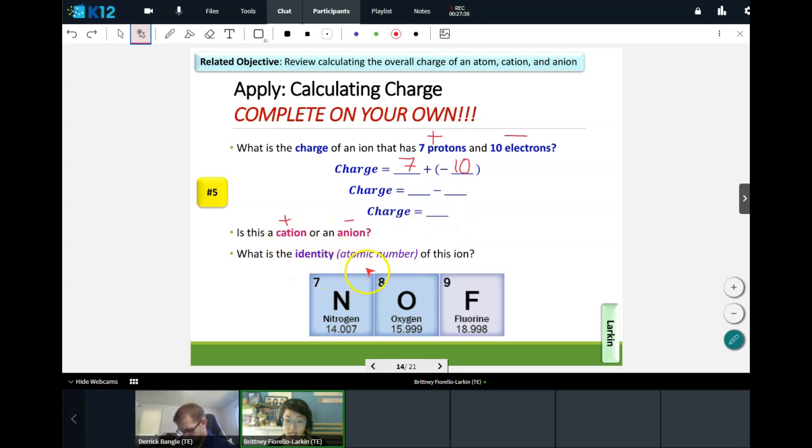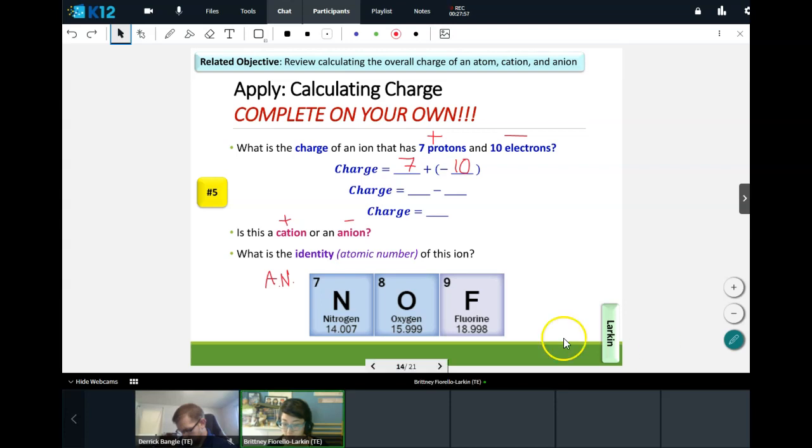And finally, the identity or the atomic number of this ion is related to what? We have these atomic numbers at the top. This is related to the number of what? Thank you, Micah. Thank you, Jalen.